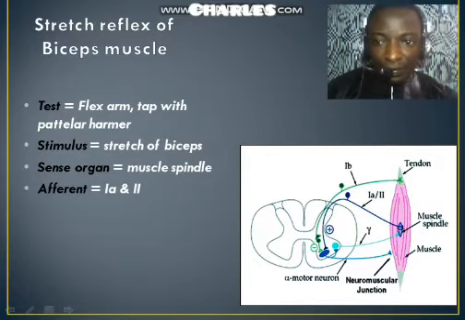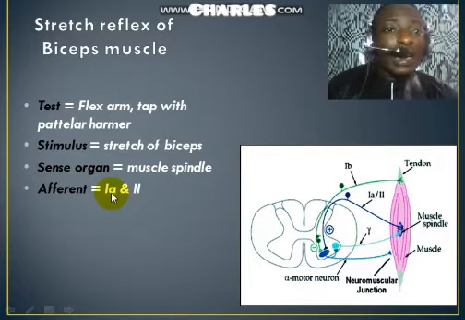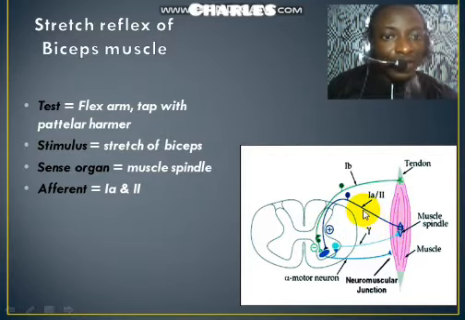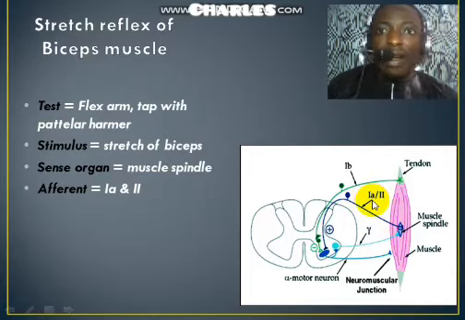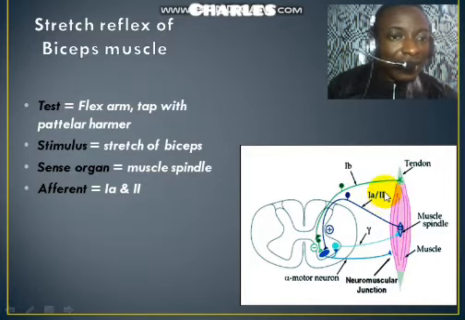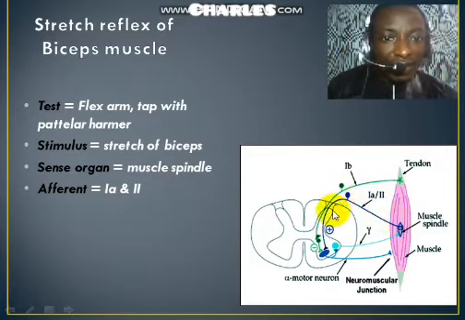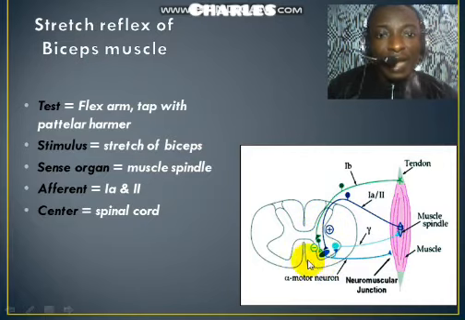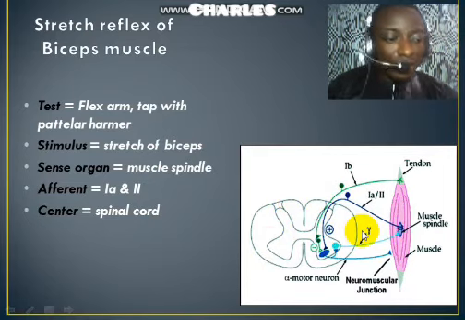Going forward. Now, the afferent nerve fibers are the IA and the II group of nerve fibers. These blue nerve fibers here represent the afferent neuron. The afferent neuron is also known as the sensory neuron. So the afferent neurons for the stretch reflex of the biceps muscle are the IA and the II group of nerve fibers. This one here. Good. Going forward, the center is formed by the spinal cord. So the center for the stretch reflex of the biceps muscle is the spinal cord. Jessica's spinal cord. Good.